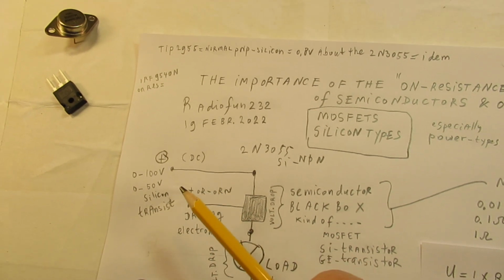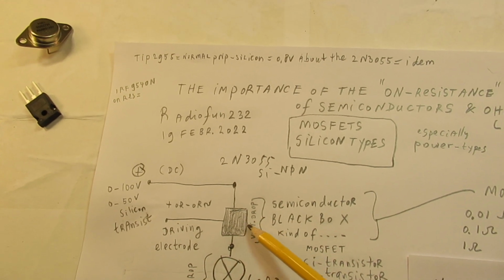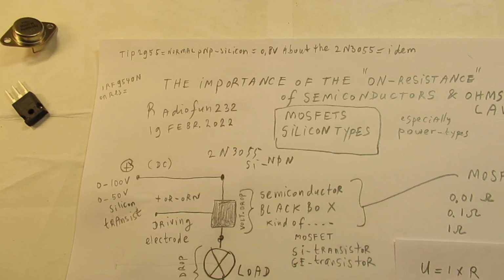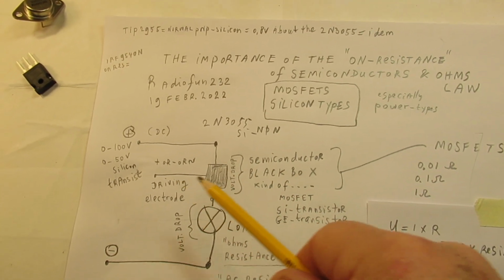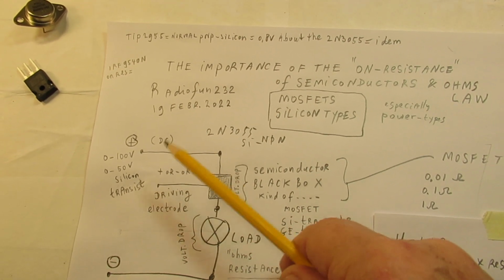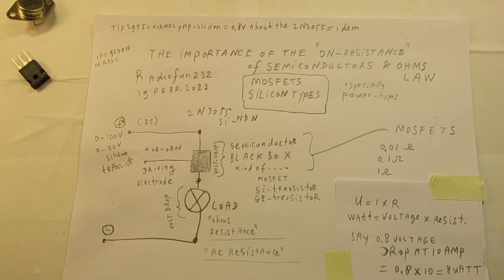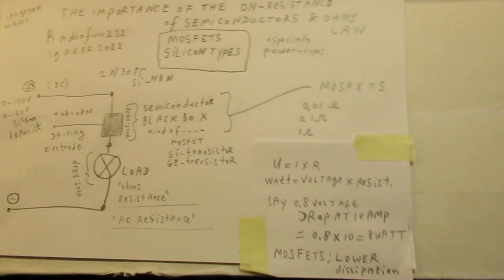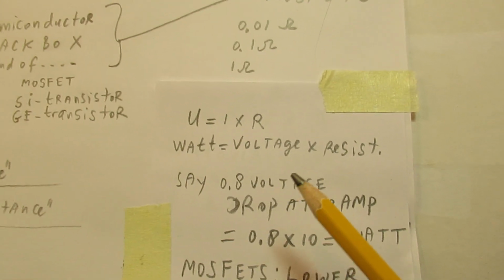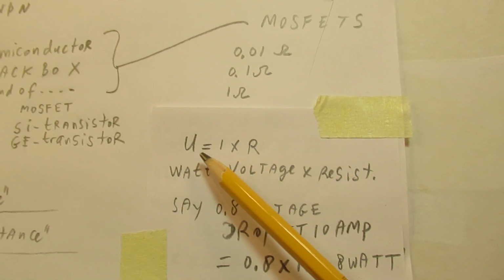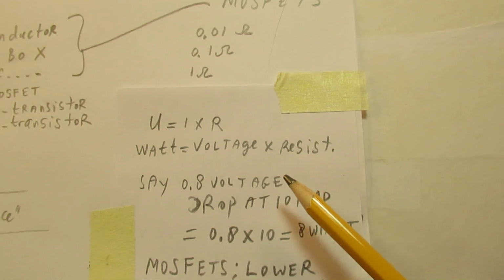For instance, when we have here 100 volts and an internal resistance of 0.01 ohms, say for a MOSFET, that means that there is more dissipation compared to the situation where this is 24 volts and at the same internal resistance. So here is a kind of basic calculation. Ohm's Law here, and here the wattage, say the dissipation, that's voltage multiplied by the resistance.